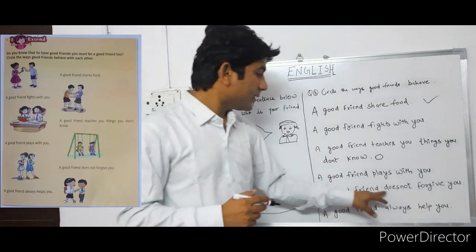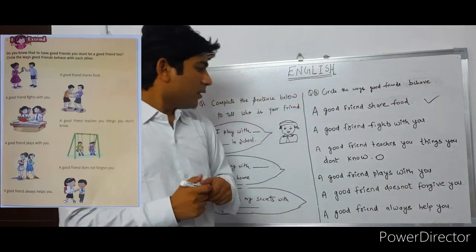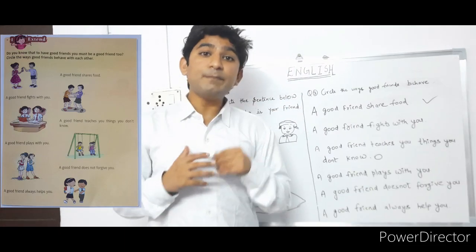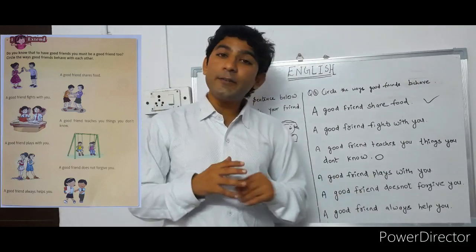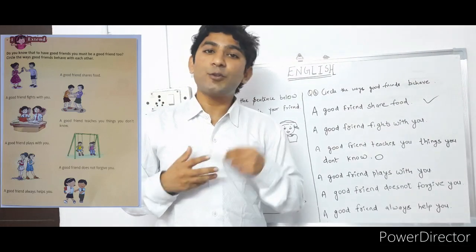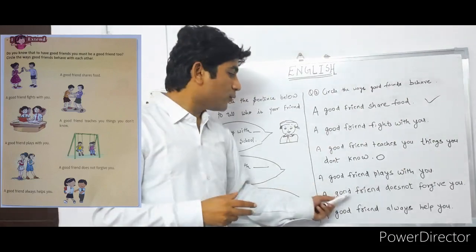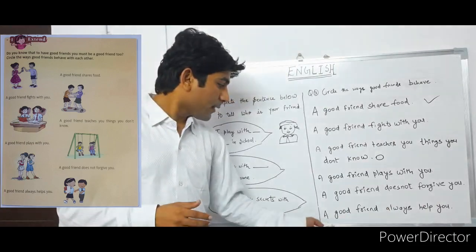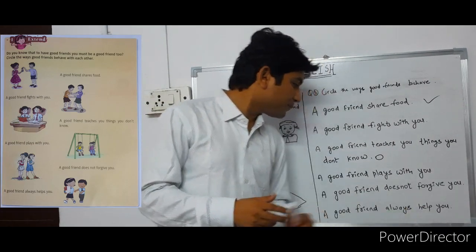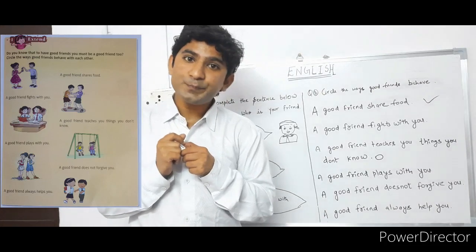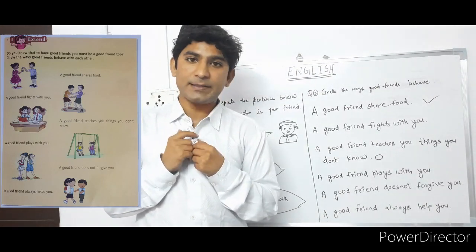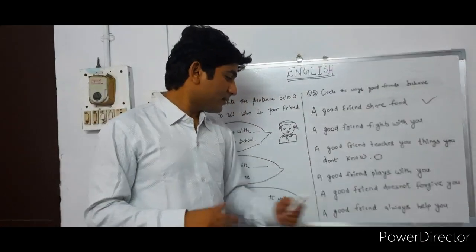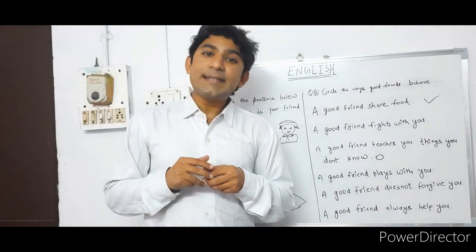Okay. A good friend does not forgive you. हाँ. A good friend does not forgive. What is the meaning of forgive? Meaning of forgive is माफ कर देना. So do we forgive our good friends? Yes. Our good friend forgives us and we forgive them. So a good friend does not forgive you. So it's a wrong statement. So we'll not circle this. Okay. A good friend always helps you. Does a good friend help you? Yes. A good friend always helps us. हमारी help करता है हमारा good friend हमेशा. So in this way we'll circle this. Okay. So now moving to our next worksheet.